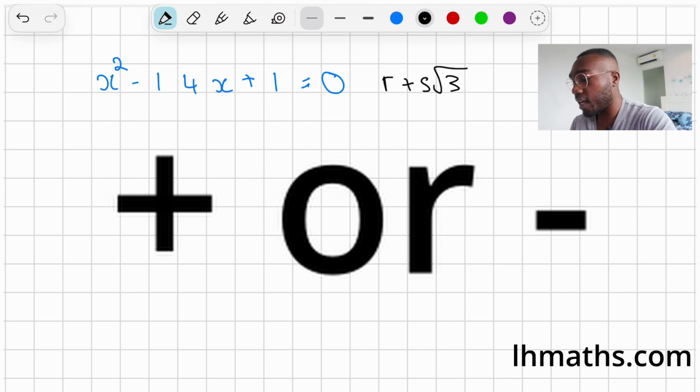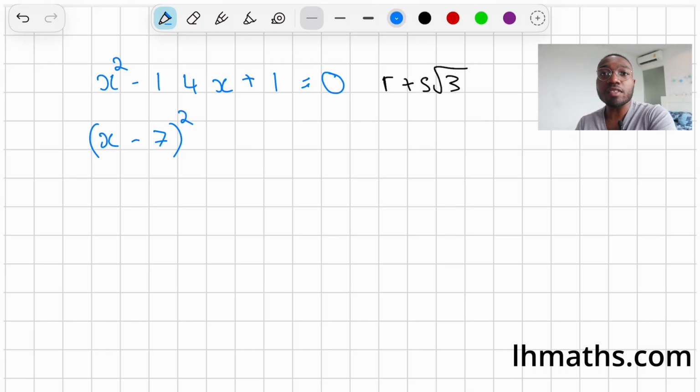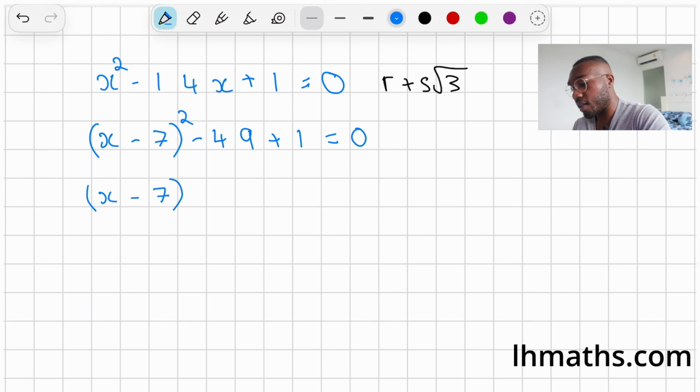So to do this question, if we complete the square, we want to look at this number here, the minus 14. If we start off with completing the square, we would get (x - 7)². 7 times 7, or minus 7 times minus 7, is 49. We don't want a 49, so we minus 49, and then we plus 1, which gives us 0. So (x - 7)² minus 48 is equal to 0.